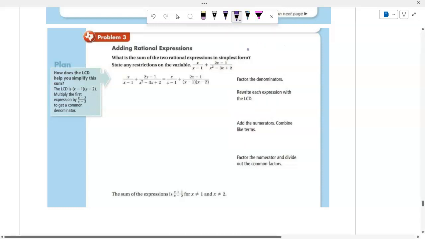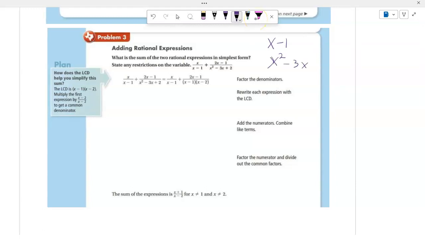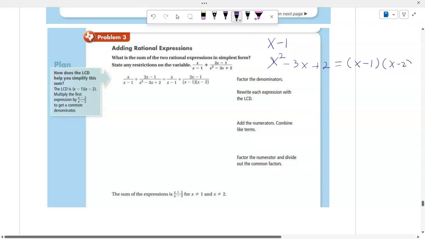What is the sum of the two rationals in simplest form? We know that the first denominator is x minus 1. The second denominator is x squared minus 3x plus 2, which in factored form is going to be x minus 1 times x minus 2. So our LCD is, they share x minus 1 in common, so it's x minus 1, and then they don't share x minus 2. So it's going to be x minus 1 times x minus 2.